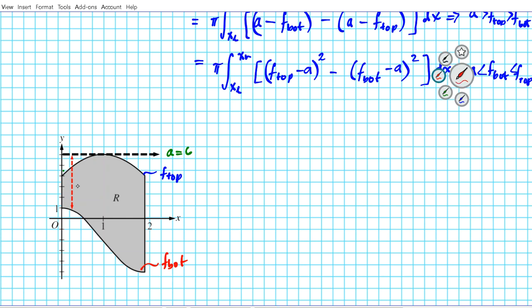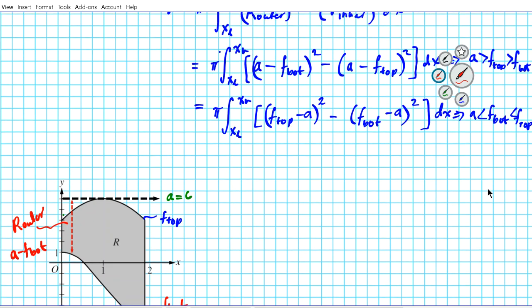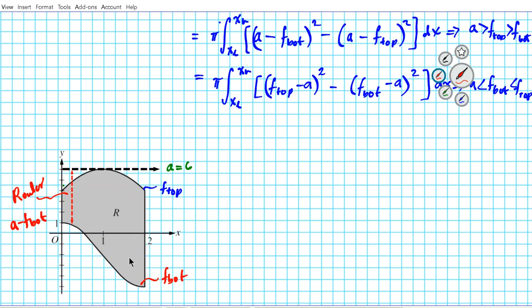So this length right here is R outer, all right? R outer is basically your axis minus f bottom. So you see, let's go back to the formula. You can see that right here. The axis minus f bottom represents your outer radius when the axis is above the region. Okay? All right, now what is your inner radius?